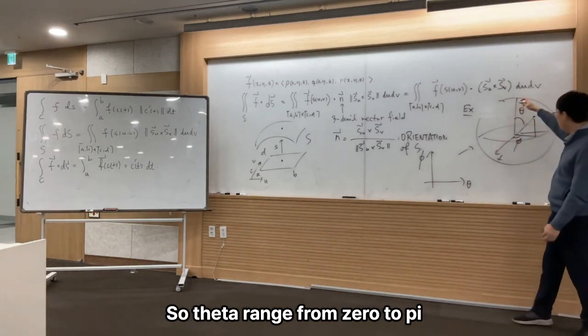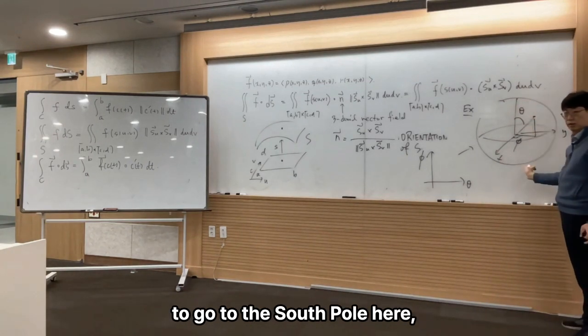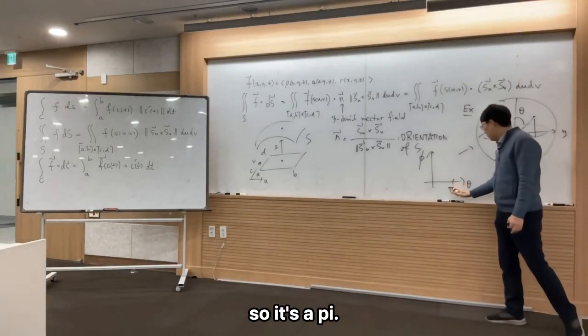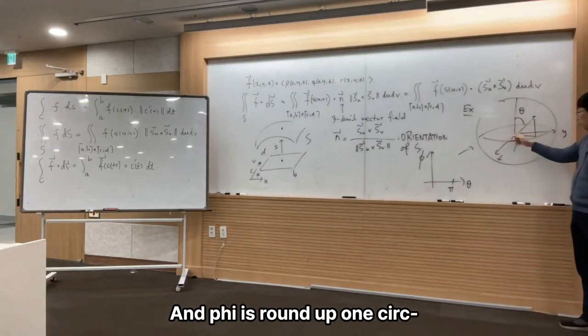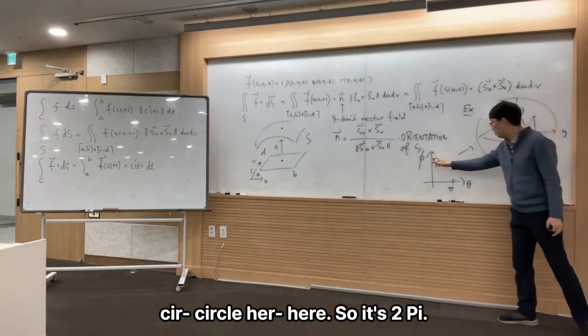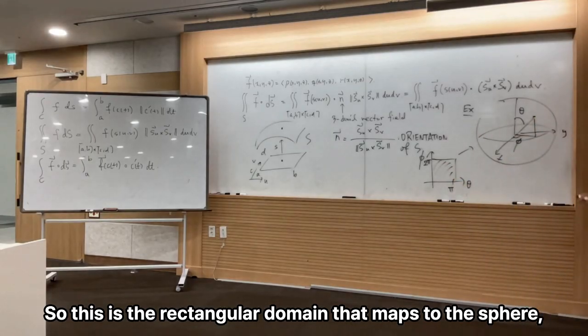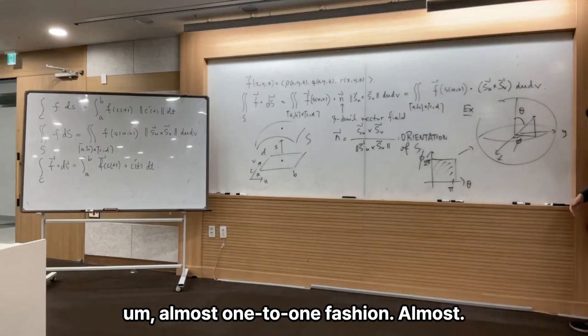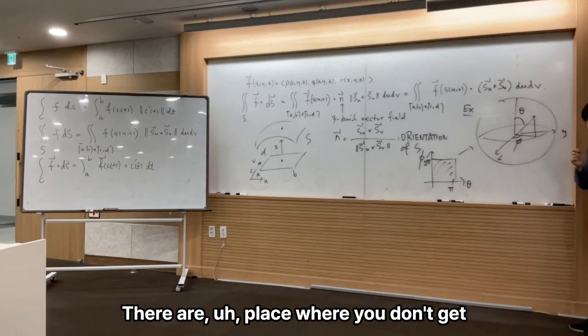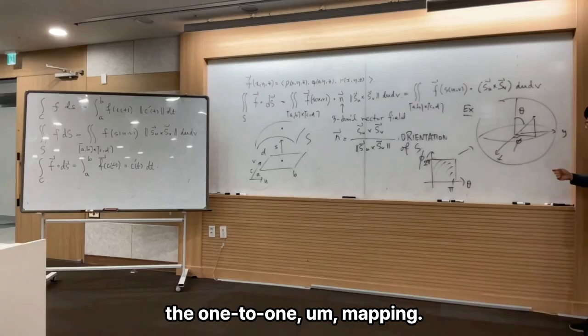So theta ranges from 0 to pi to go to the south pole here. So it's pi. And phi goes around one circle here, so it's 2 pi. So this is the rectangular domain that maps to the sphere in an almost one-to-one fashion. Almost. There are places where you don't get the one-to-one mapping.